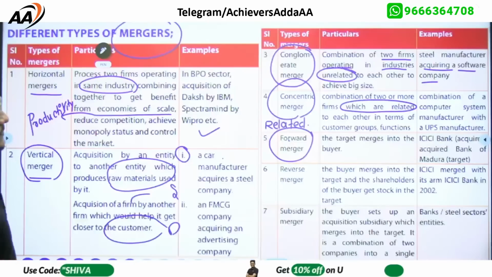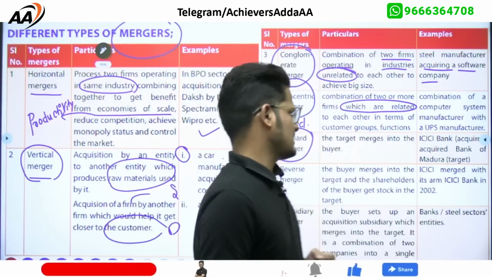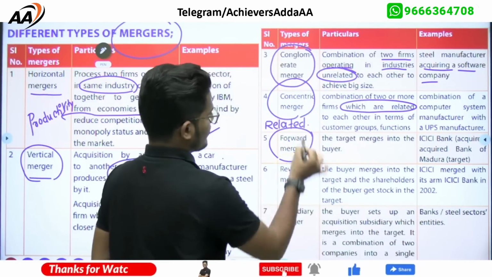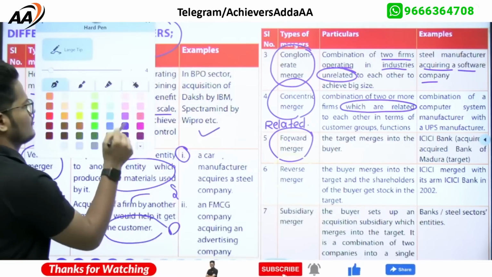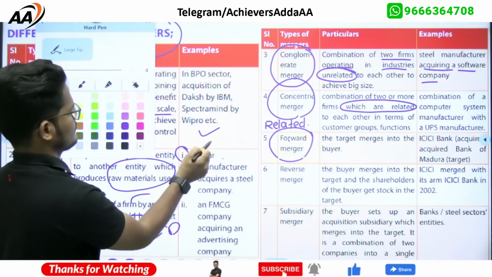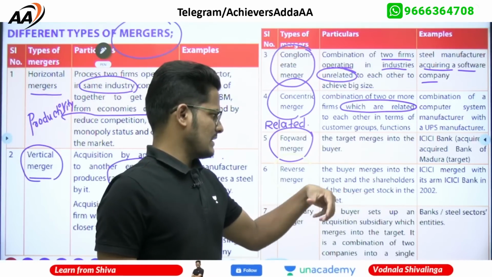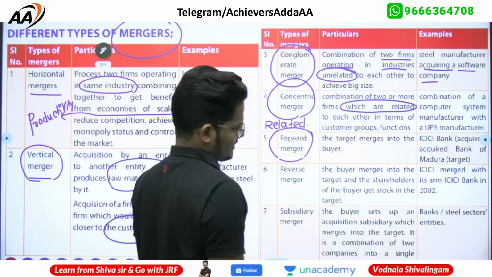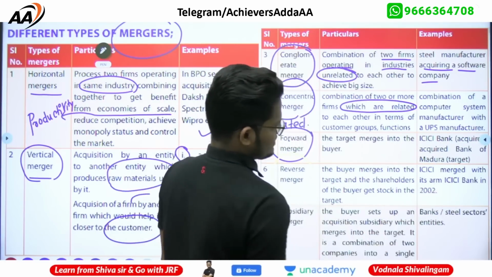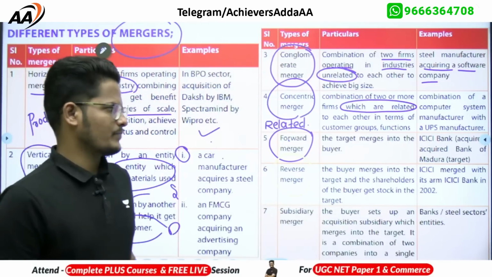Next is that here the target is the Bank of Madura, acquired by ICICI Bank, and then the reverse merger. What is a reverse merger? The buyer merges into the target and the shareholders of the buyer get stock in the target. ICICI merged with ICICI Bank in 2002. That is a reverse merger, ulta.